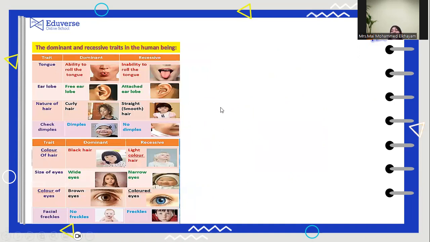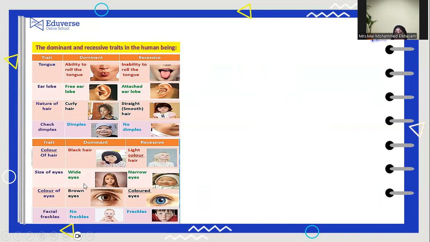Dominant or recessive traits in the human being, be sure to study this part well. So the ability to roll the tongue. I'm going to give you some examples, but you have to check them again. The ability to roll the tongue is the dominant one, and the inability to roll the tongue is the recessive one. Curly hair is dominant over straight hair. And dimples are dominant, while no dimples is recessive.